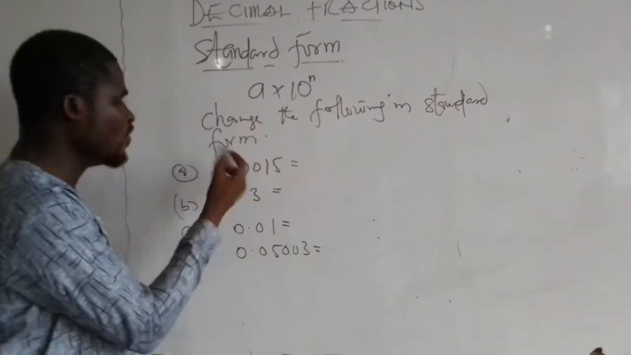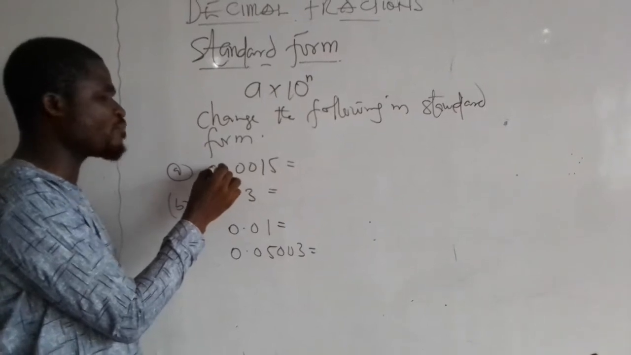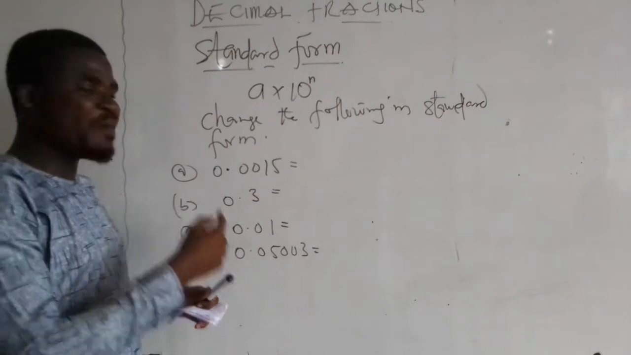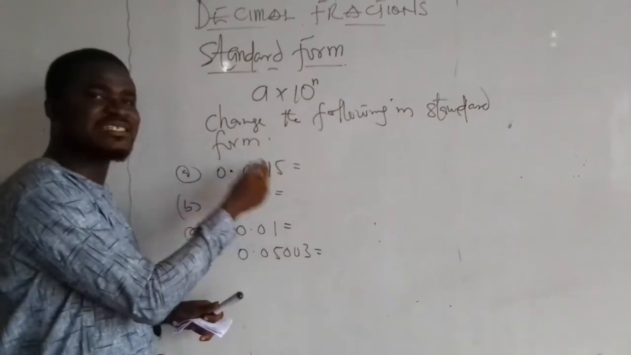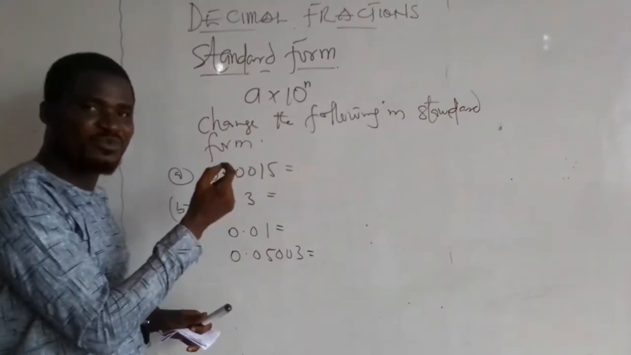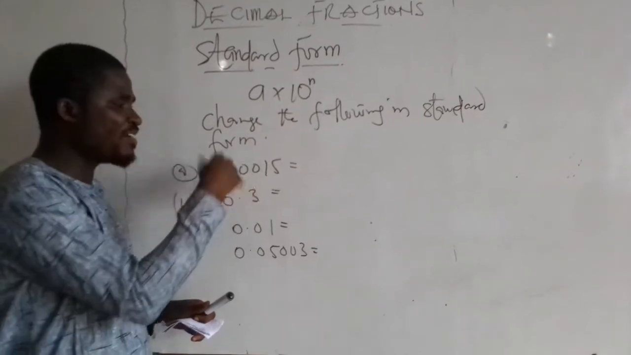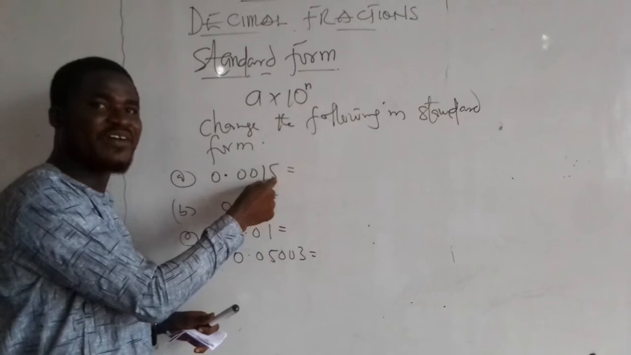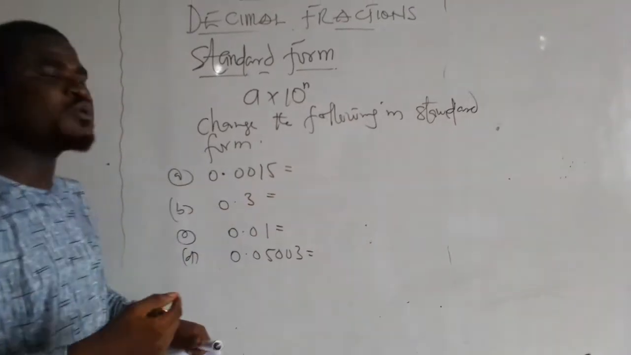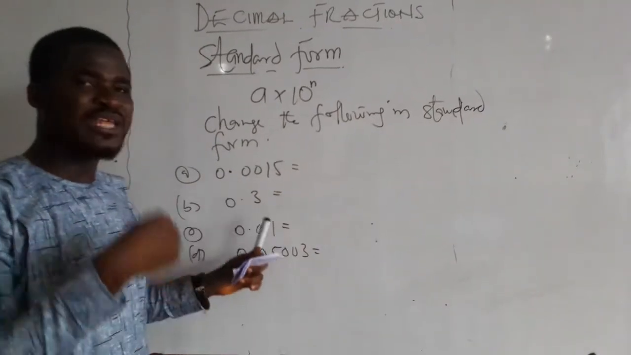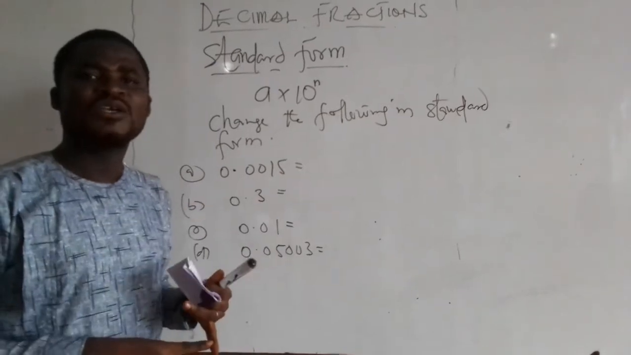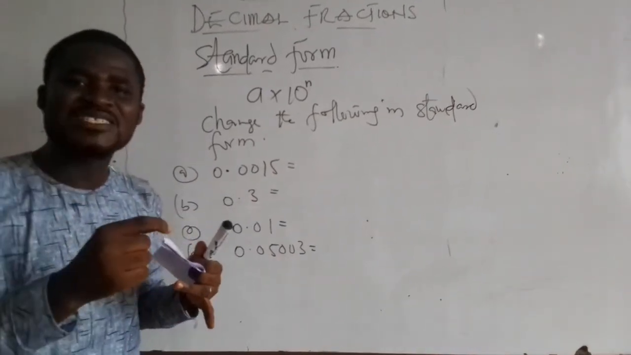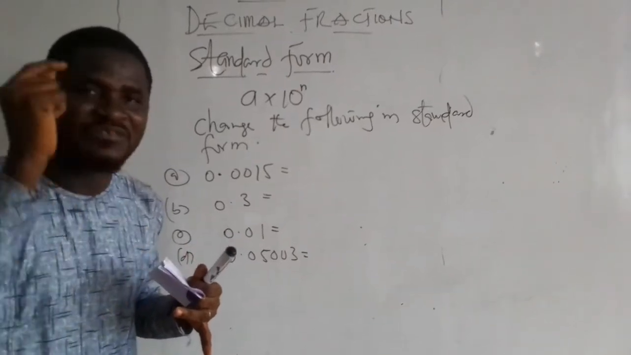So I'm going to move from where the decimal point is to my first and second significant figures. We've done that one already. My first SF is the 1. My second SF is the 5. So always when you are changing your numbers to standard form, make sure that your decimal place will be between the first and the second significant figures.